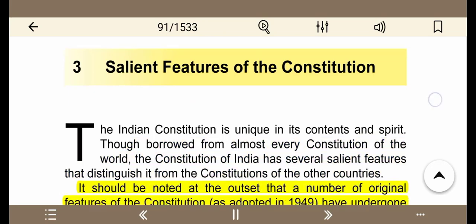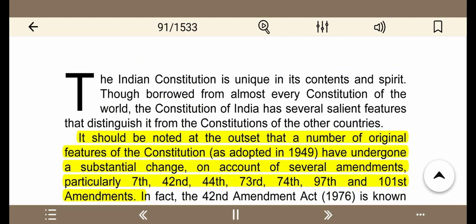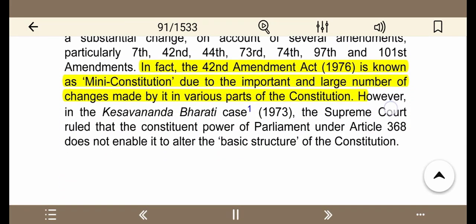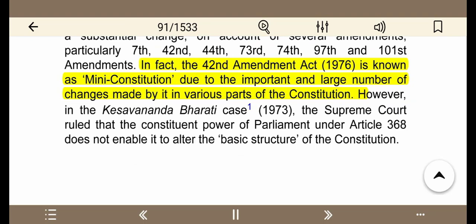It should be noted at the outset that a number of original features of the Constitution as adopted in 1949 have undergone a substantial change, on account of several amendments, particularly 7th, 42nd, 44th, 73rd, 74th, 97th and 101st Amendments. In fact, the 42nd Amendment Act 1976 is known as Mini-Constitution, due to the important and large number of changes made by it in various parts of the Constitution. However, in the Kesavananda Bharati Case 1973, the Supreme Court ruled that the constituent power of Parliament under Article 368 does not enable it to alter the basic structure of the Constitution.